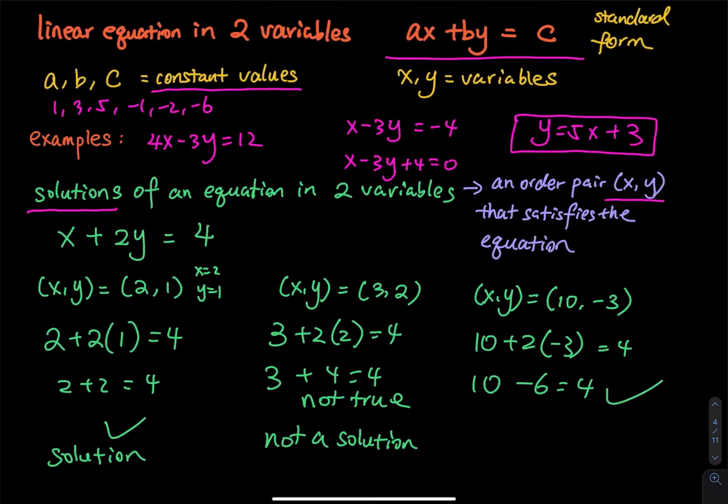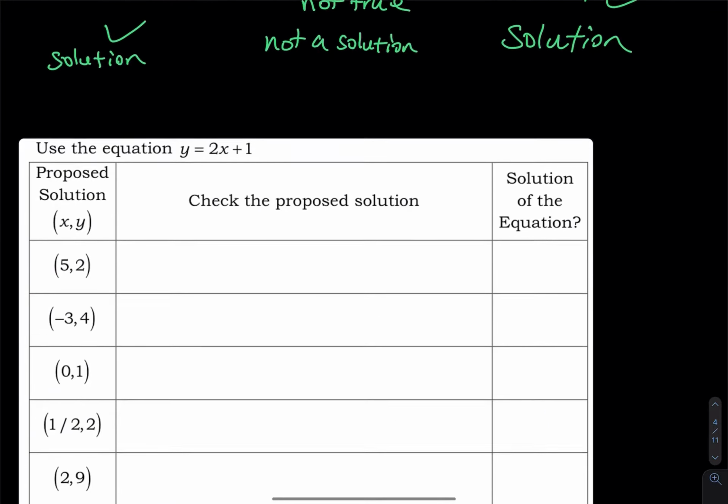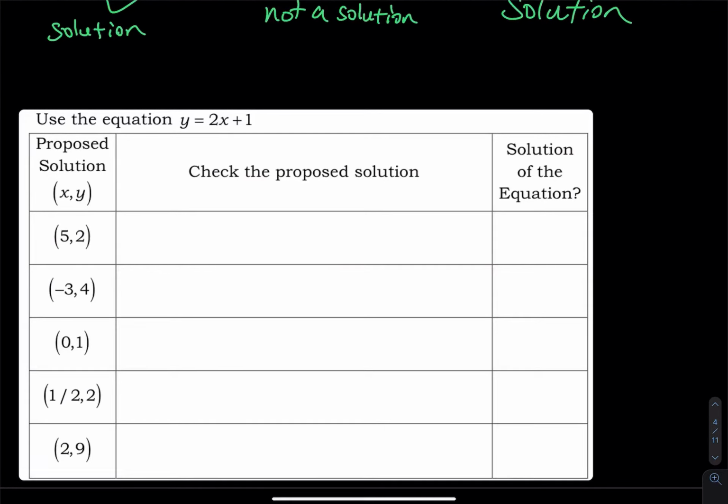So that's the reason. On the next page, what we are trying to do is, I give you a linear equation and I have some proposed solutions for you. What I want you to do is determine which one is a solution and which one is not. So simply just plug it into the function, right? So we have x equals 5 and y equals 2. So we have y equals 2 times x plus 1. Is 2 equal to 10 plus 1? The answer is no, right? So that means this is not a solution. It is just that easy.